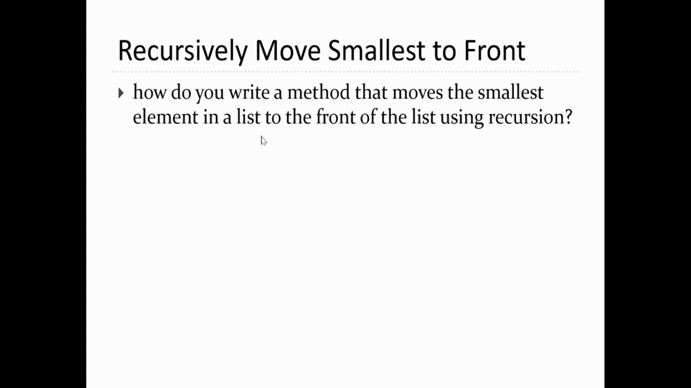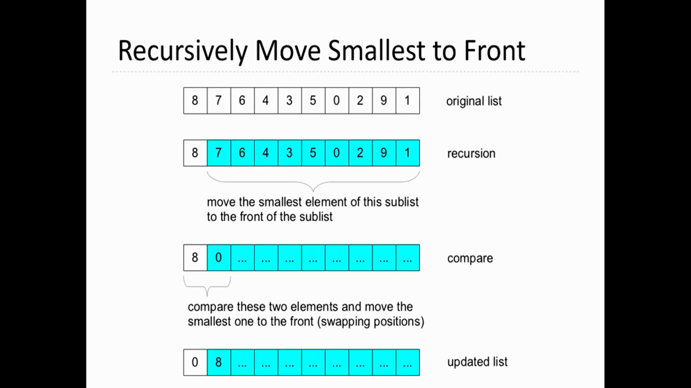Now, what happens if I ask you to do it recursively instead? How do you move the smallest element in the list recursively so that it ends up at the front of the list? Okay, so suppose this is my original list at the top here. So 8, 7, 6, 4, 5, and so on. The smallest element is obviously the 0. I need to move that 0 to the front of this list.